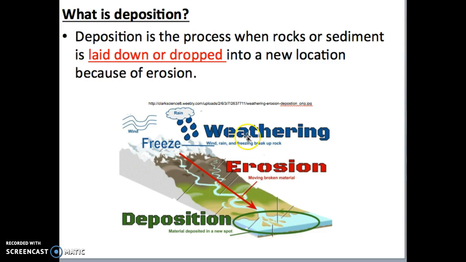This word weathering is also related to the word erosion and deposition. We're going to spend another lesson on weathering separately, but basically to sum it up, weathering is when the rocks are actually broken down, erosion is when the rocks move, and deposition is when the rocks get settled into a new location. So we're going to be talking about erosion and deposition today, and there's different types.